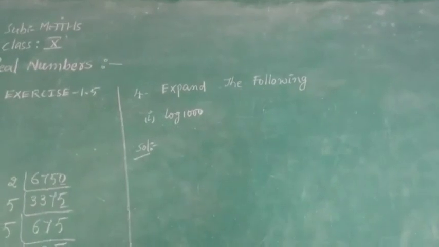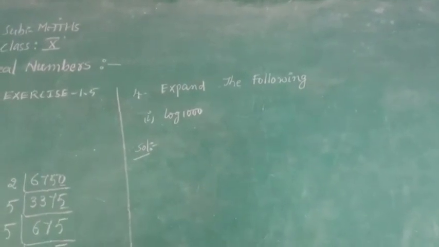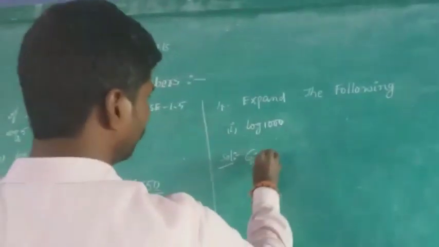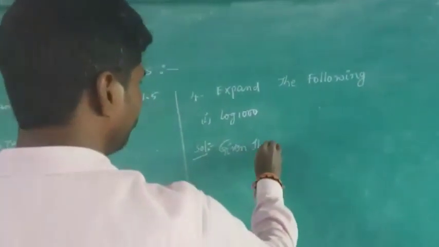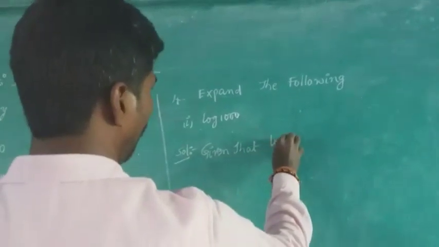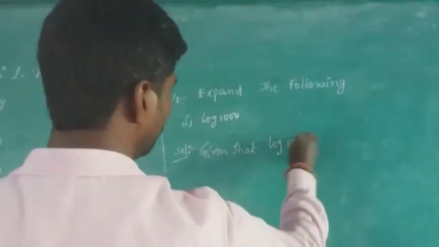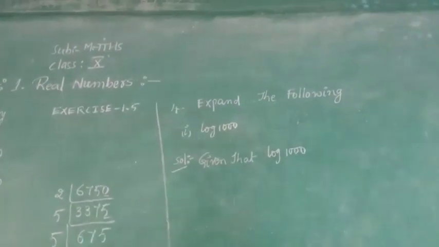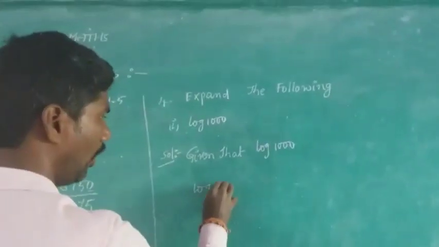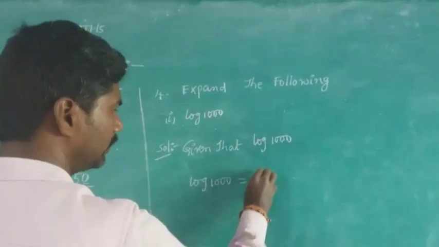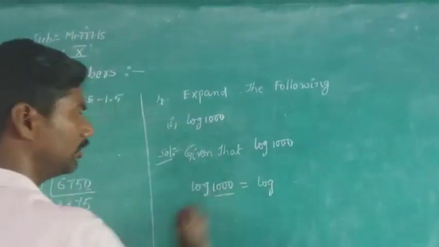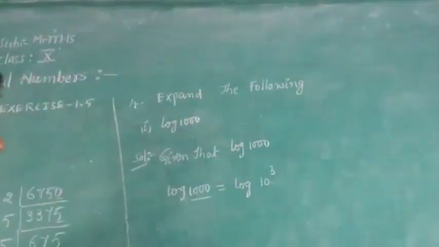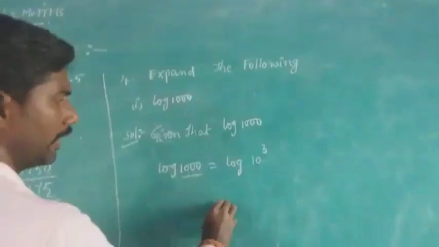See, expand the following, right? We need to expand the following. So let me write what is given. Log 1000 is this, and we need to expand it. How can you expand this? Log 1000. See, this 1000 you can get as 10 to the power of 3. So you can use the power rule.